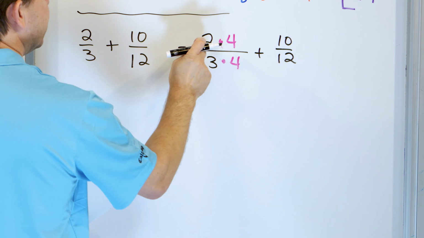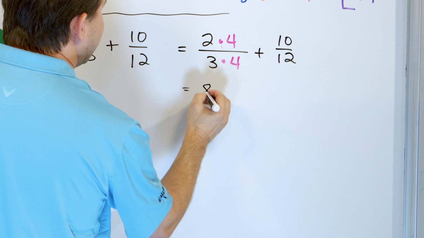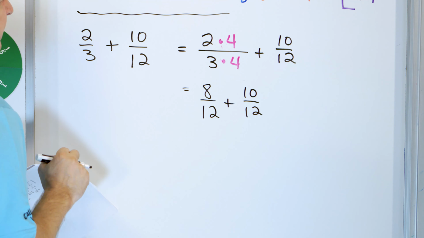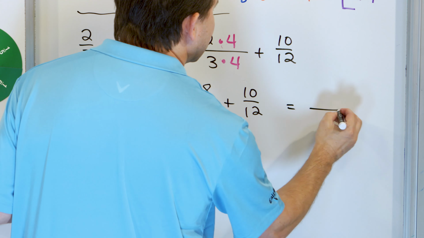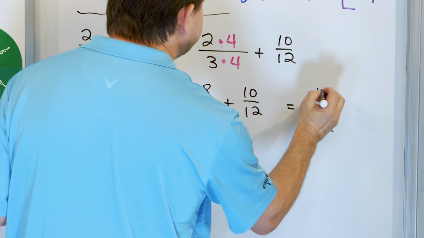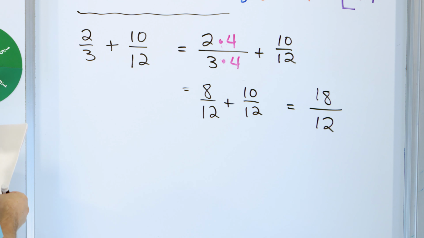So what do we get? 2 times 4 here is 8, and 3 times 4 is 12, and we're still adding to 10/12. But now we have a common denominator. So we keep that denominator, and we add the numerators. 8 plus 10 is 18. And what you have there is 18/12.